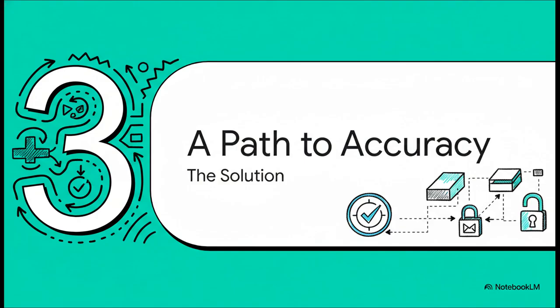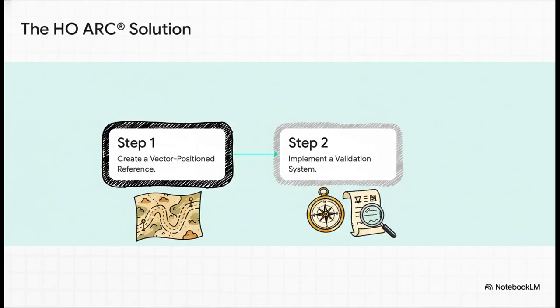Okay, so if the big problem is that the AI is lost, what's the solution? Well, what if we could actually give it that map? What if we could build a system that gives it a reliable, verifiable point of reference? That's where things start to get really promising. So, one potential solution comes in two steps. Step one, you create what's called a vector-positioned reference. Just think of this as meticulously drawing that perfect, detailed map. And step two, you implement a validation system. This is like giving the map a compass and a GPS, so you can always check that you're on the right path.